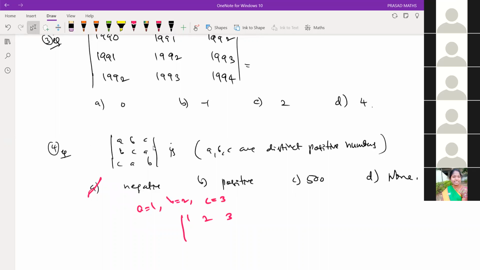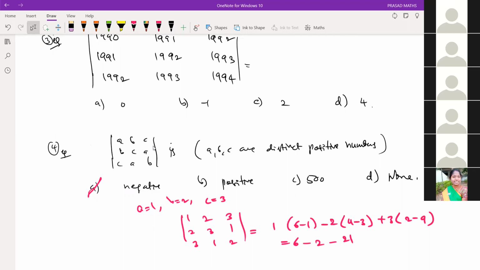Negative determinant. 2, 3, 1, 3, 1, 2. What are you getting? 1 into 6 minus 1, minus 2 into 4 minus 3, plus 3 into 2 minus 9. What you observe is 6 minus 2, right? 5 minus 21. So it is negative, right?